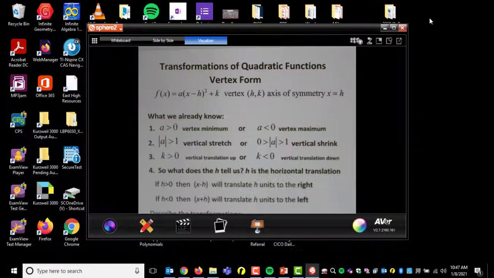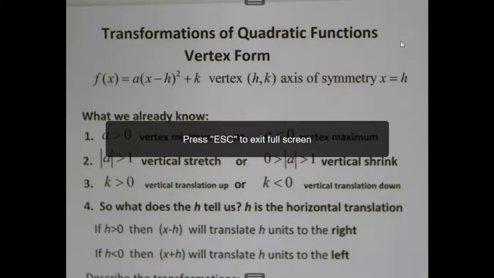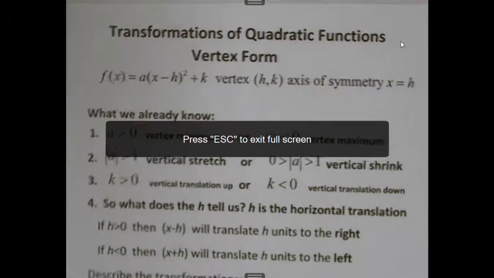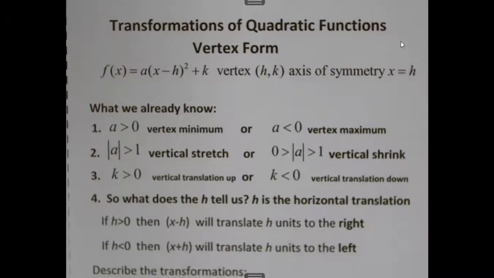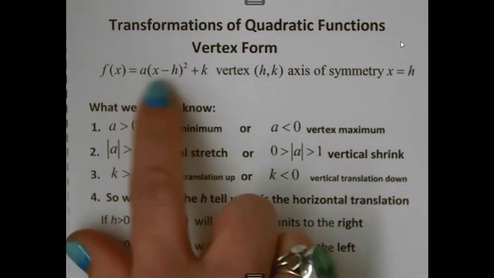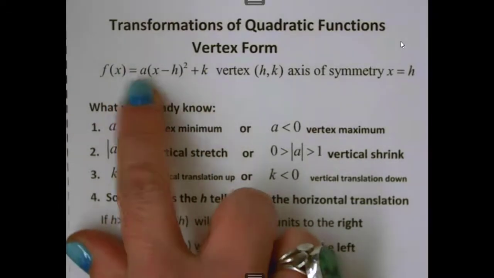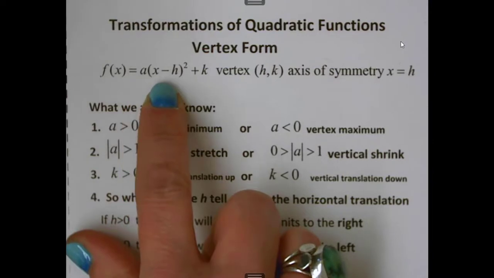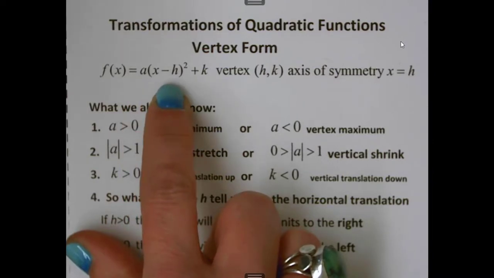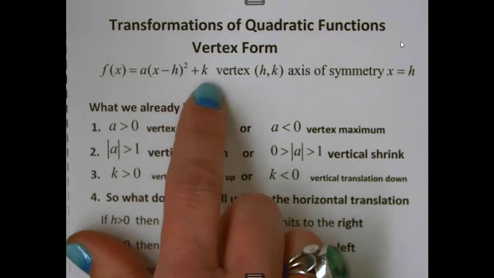Okay, so let me get a document camera good to go. All right, so here's what your notes look like. So vertex form is right here, okay? It's f of x. The a is going to be in front of parentheses. We've got this x minus h squared and then plus k.